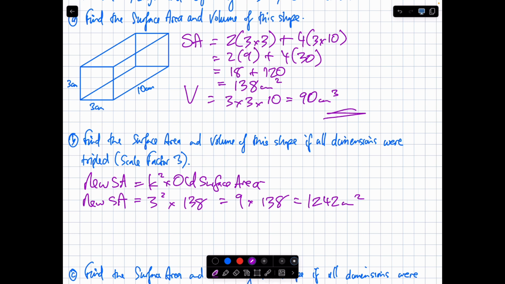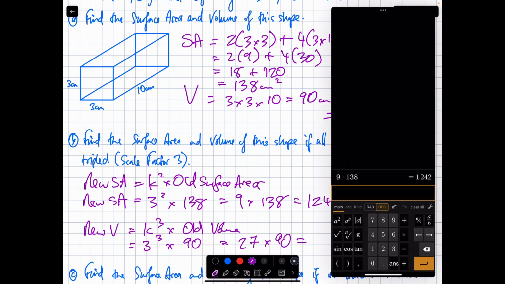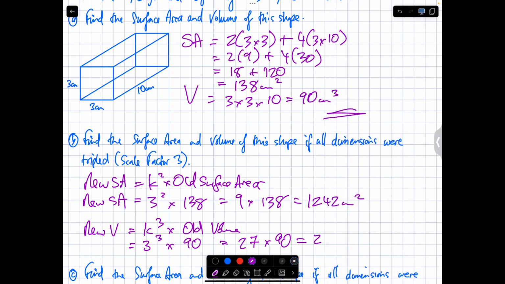And demonstrate the volume one, new volume, it was k cubed times the old volume. And just like our new student said, the scale factor was 3, but it's going to be cubed this time. And the old volume was 90. 3 times 3 times 3 is 27. Times 90. 27 times 90 is 2430.